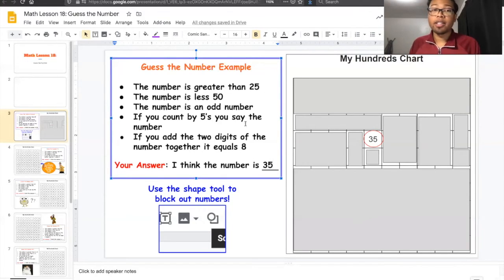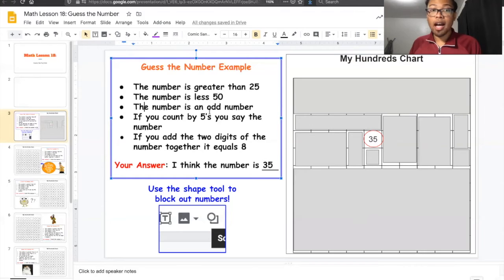So I'm gonna go ahead and double check and look through all my hints to make sure that my number, 35, is true for all these statements. So the number is greater than 25. Yes, 35 is more than 25. The number is less than 50. Yep, 35 is less than 50.